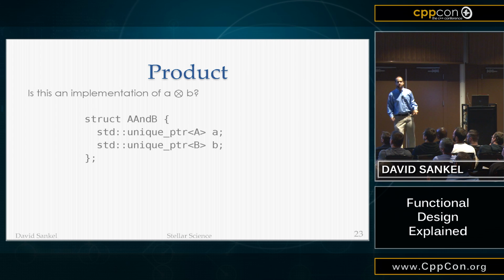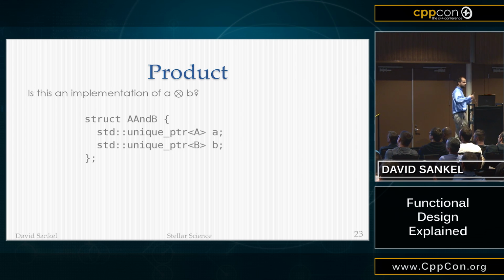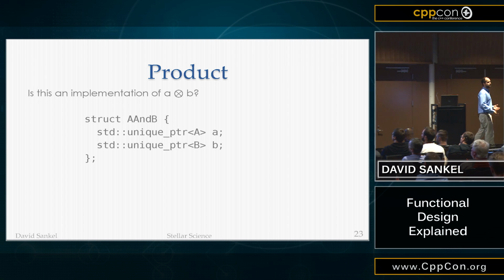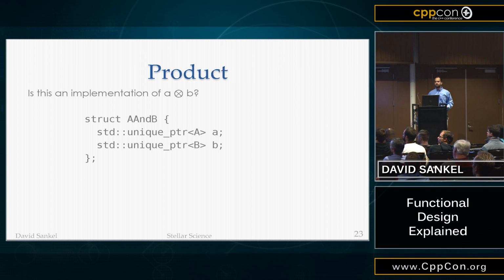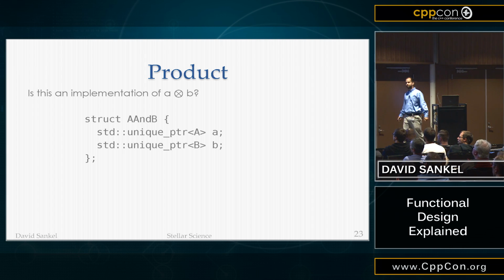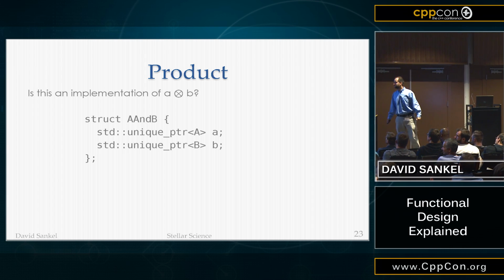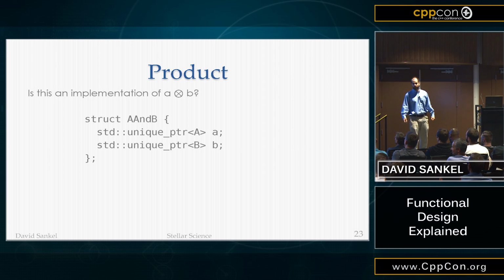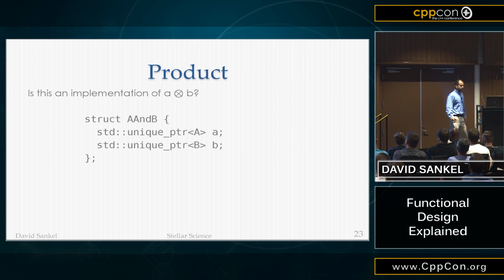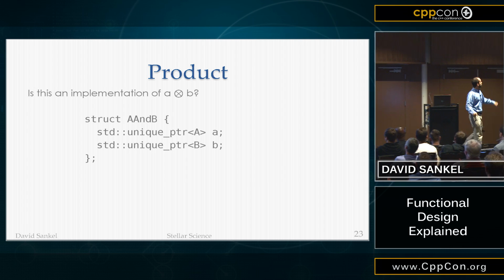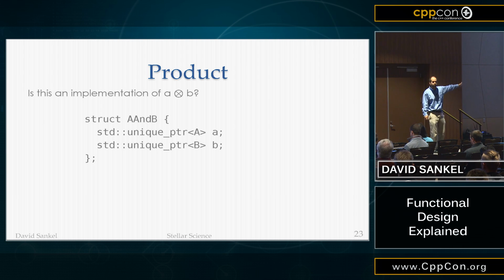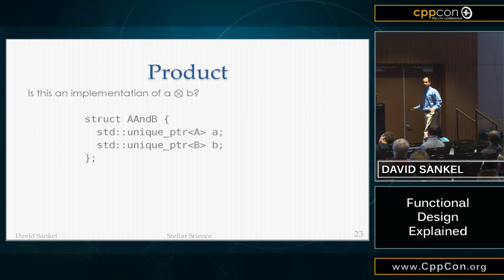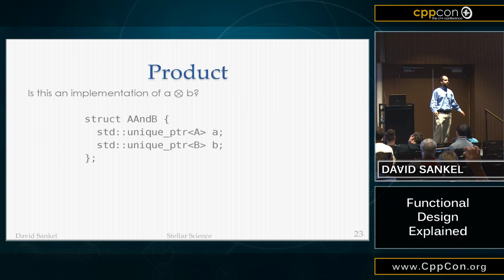So what about this? Would this be a correct implementation of the product of A and B? What do you guys think? No, I hear no. Why not? Because you have an A pointer and a B pointer, and they're not the same thing as A and B. Got it. So the comment was that the difference is because these have different memory locations, right? One is pointing to a piece of memory where the other one isn't. But in semantics world, memory doesn't matter, right? That's an implementation detail.